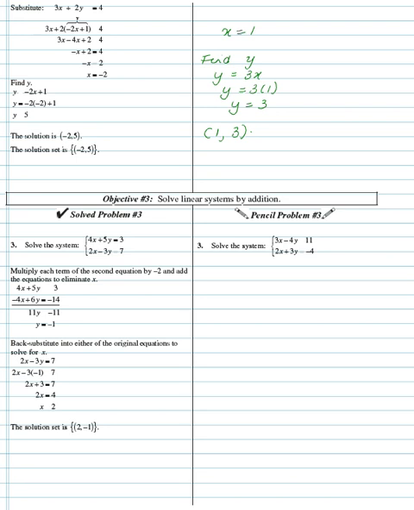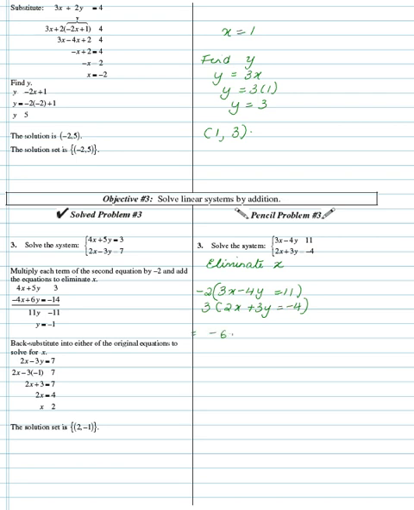Solve the system of equations by addition method. So in this case, I need to decide which variable I want to eliminate. Do I want to eliminate x or y? In this case, I want to eliminate x. So I'm going to multiply the first equation, which is 3x minus 4y is equal to 11, with negative 2. And I'm going to multiply the second equation, 2x plus 3y is equal to negative 4, with 3, so that the x's have the same coefficients.